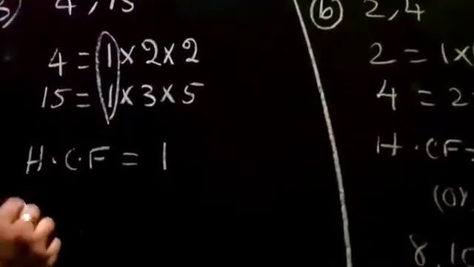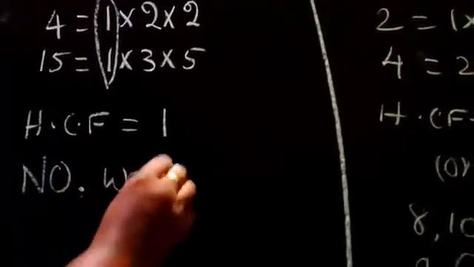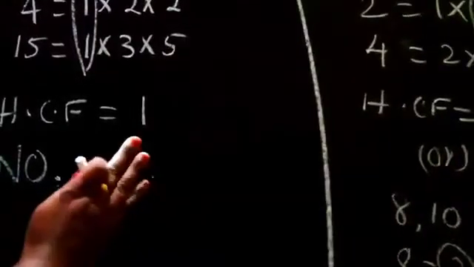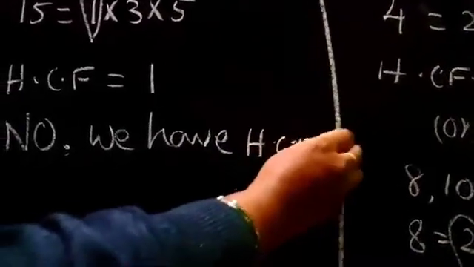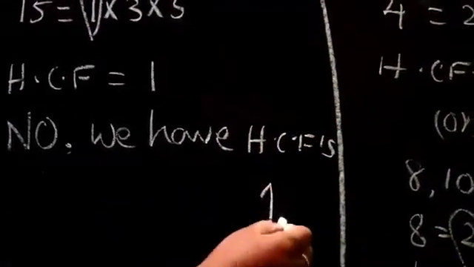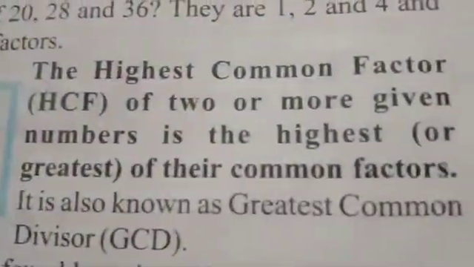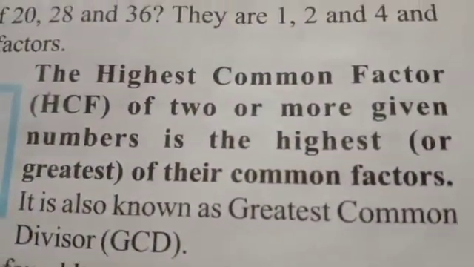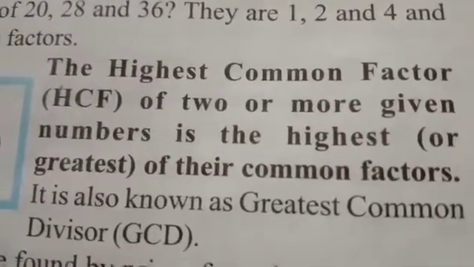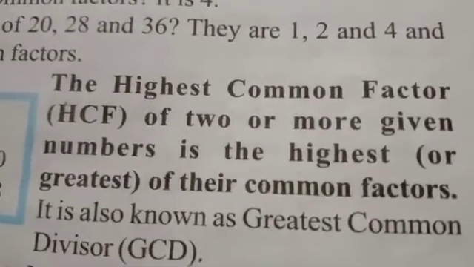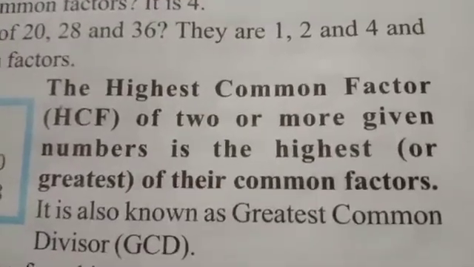So our answer is no, because we have a common number, HCF. The HCF of these numbers is 1. The highest common factor, HCF, of 2 or more given numbers is the highest or greatest of their common factors. It is also known as the greatest common divisor, GCD.